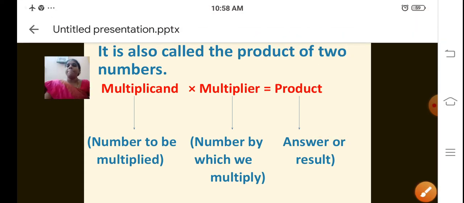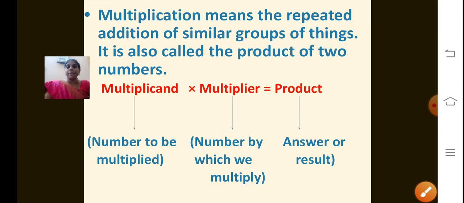I'll repeat it. Multiplicand means number to be multiplied, and multiplier, number by which we multiply. The product, answer or result, is a product. So you know what is multiplication? Multiplication means a repeated addition of similar group of things.